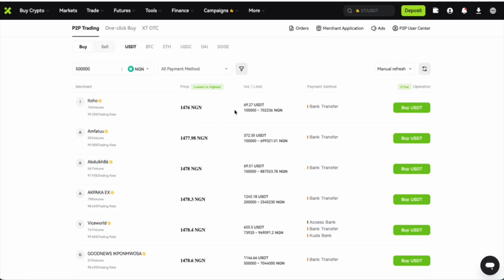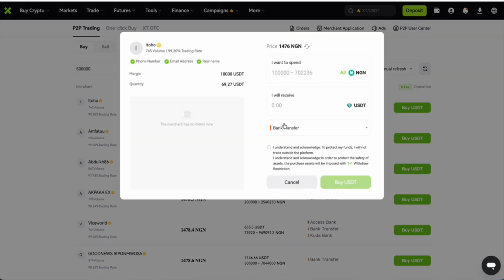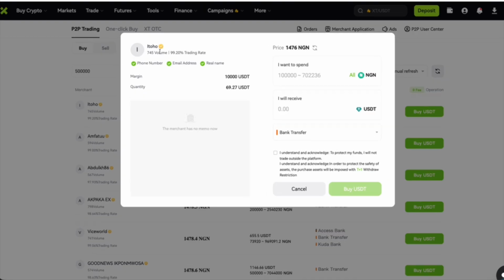If I want to buy, definitely I'll be buying from the first person because this person is a bit cheaper, by 1 Naira something or thereabout. So I just go ahead and click on the buy option. And once I click on the buy option, these are the things you want to look at. Let me show you right here.